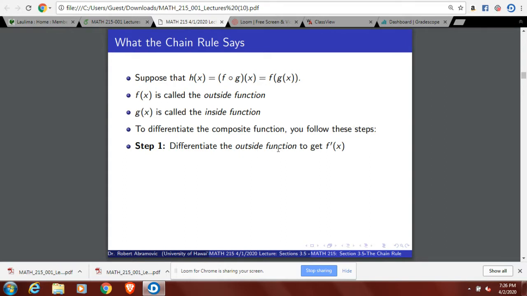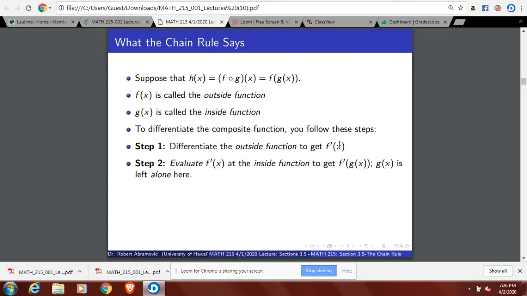First, differentiate the outside function, get f prime of x. Then evaluate f prime at the inside function to get f prime evaluated at g of x. G of x is left alone. G of x doesn't get differentiated yet.